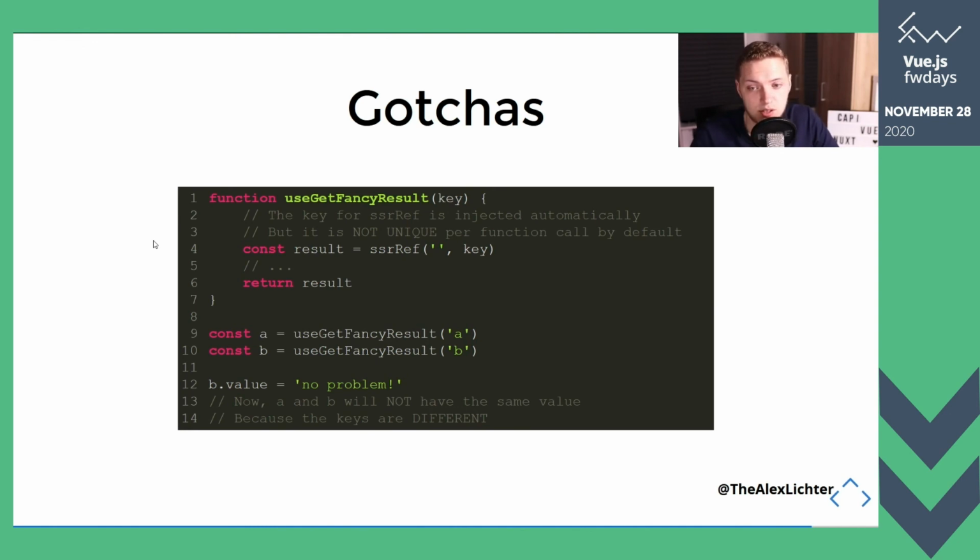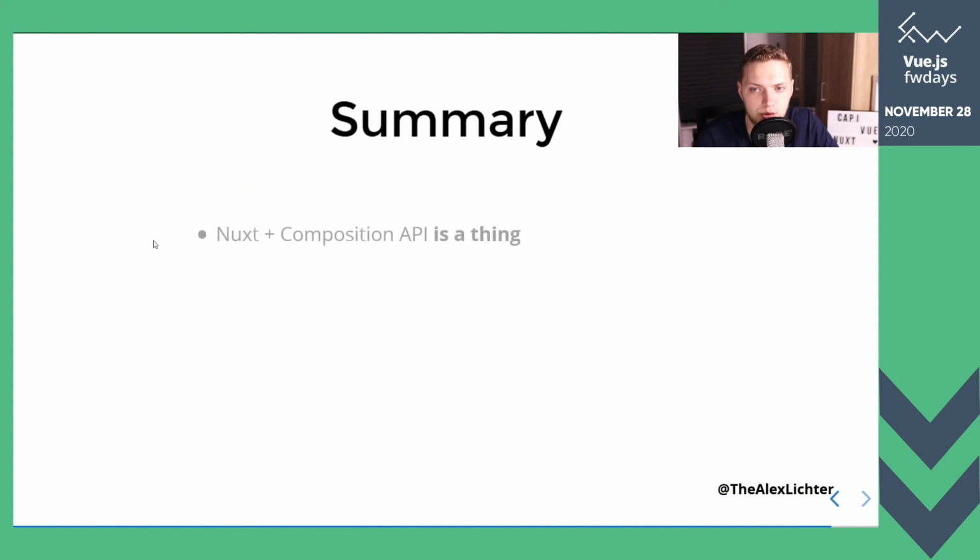Great. There is also another issue, which is shared server state, which is always a problem when you have global refs on the server side, or in general global objects on the server side. So keep in mind that they are also persisted across requests. But that's it for gotchas. I think we should go straight to the summary here.